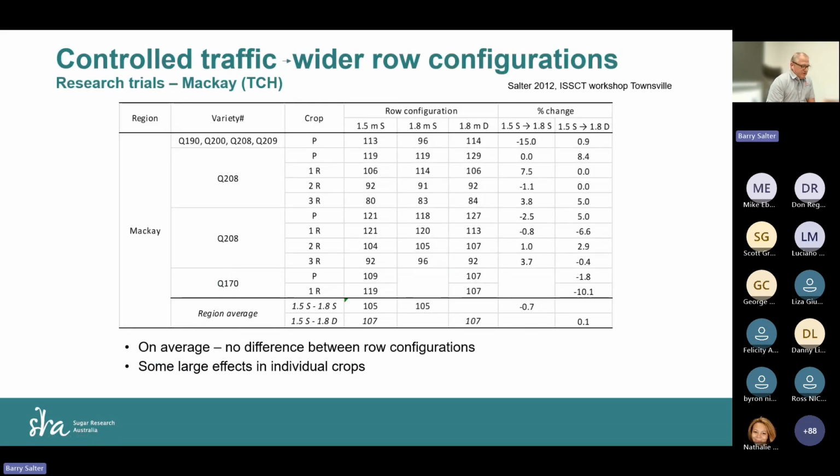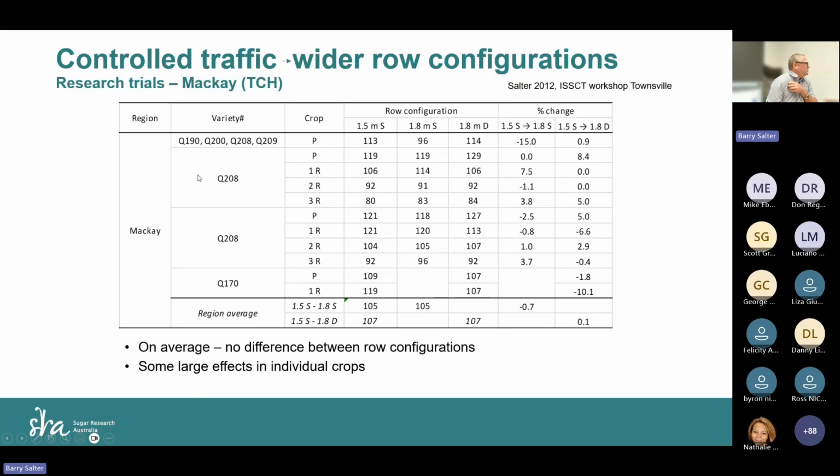So you can see I've tried to make the argument that compaction's having a major effect. So then the next discussion needs to be, well, what about row spacing or row configuration? A large amount of work was done on this, quite a while ago now. But what I did a few years ago was try and get all the data I could find from every single trial that was done on row spacings. And I presented this at the IWSCT workshop in Townsville in 2012. And this is just an example of some of that data.